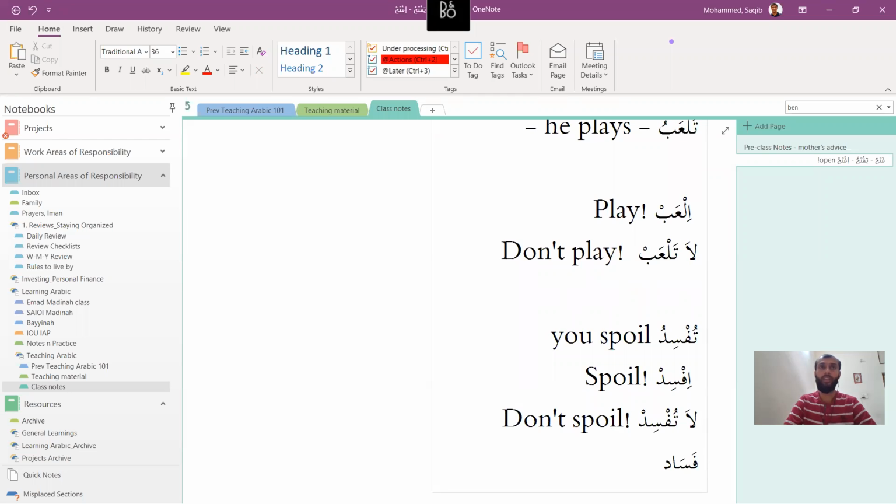If I say developing countries have a lot of corruption, or if I say there are people who cause a lot of corruption, who cause a lot of spoiling, that is called fasad. Fasadun is corruption.